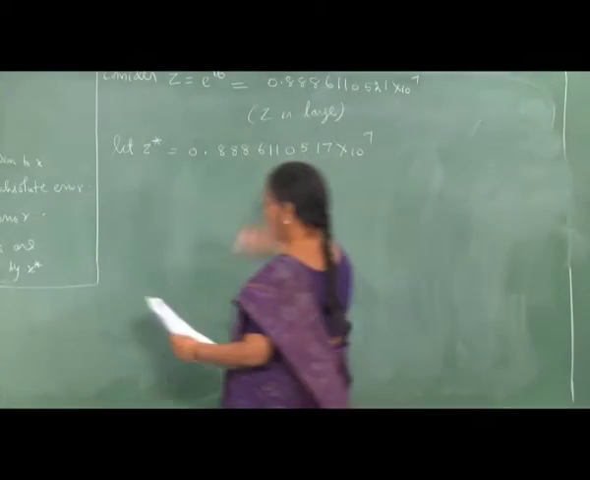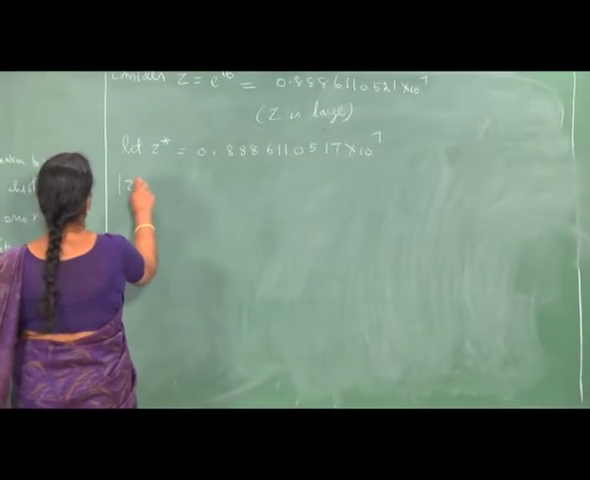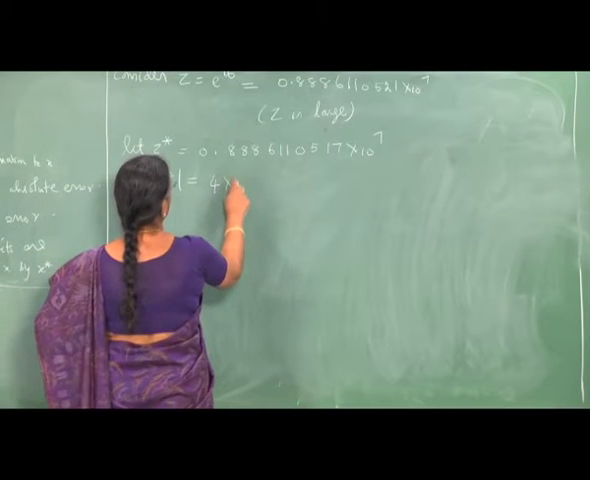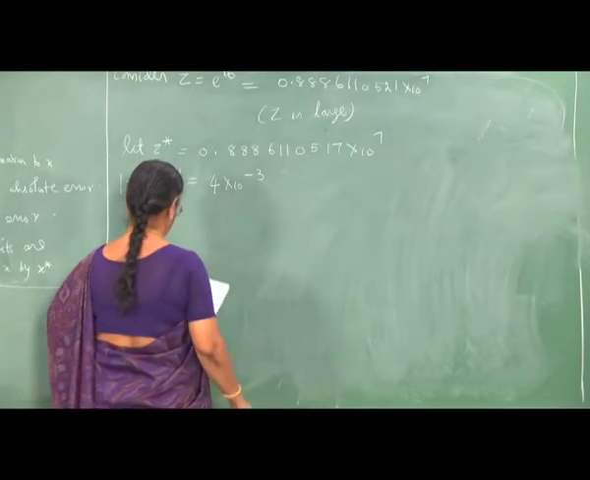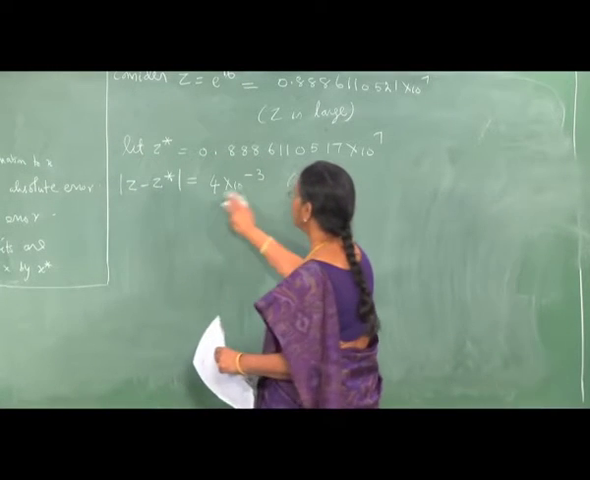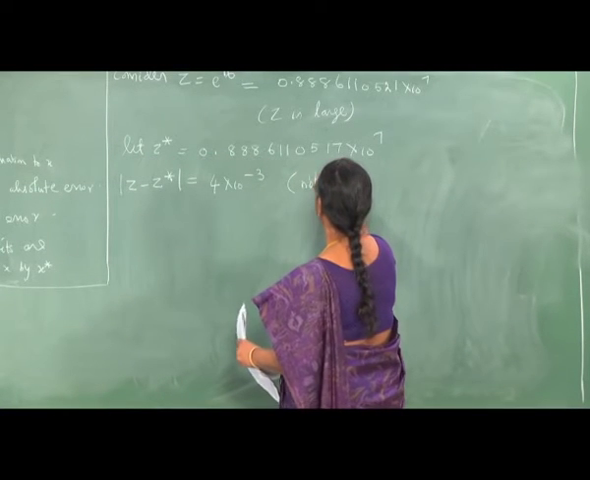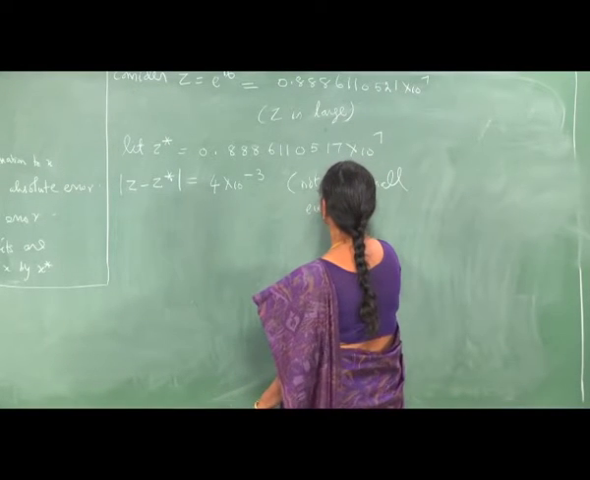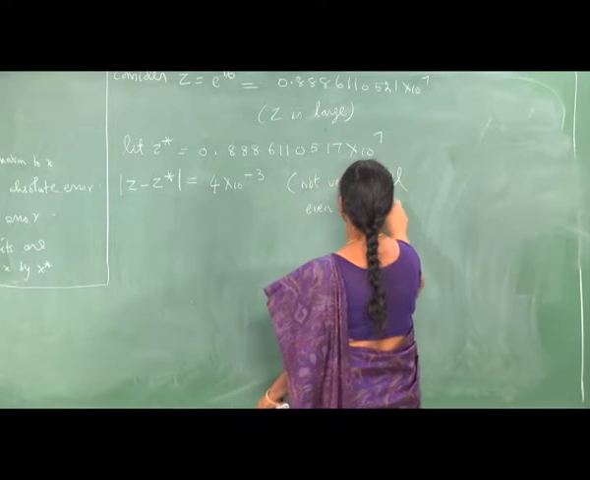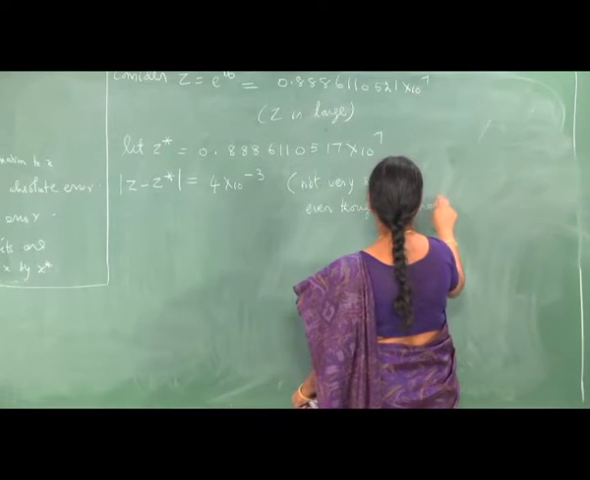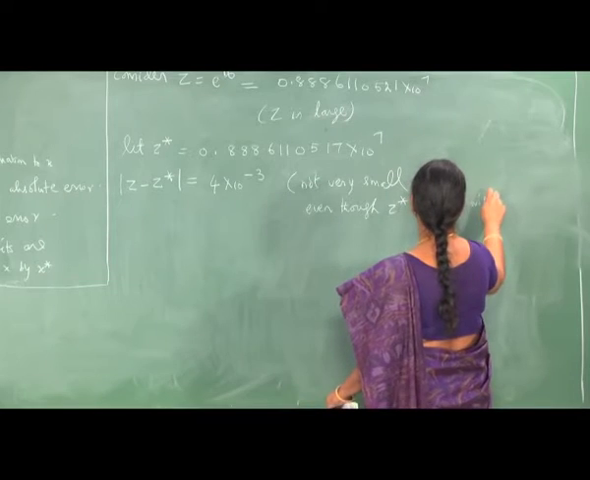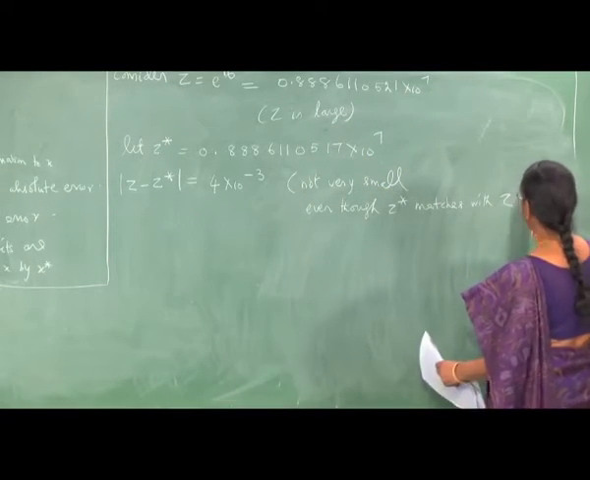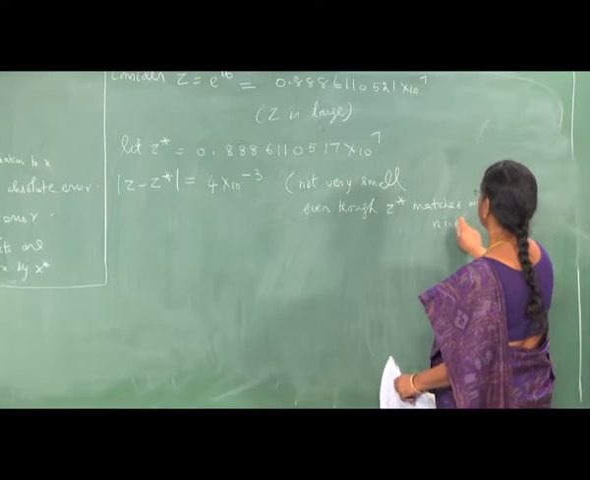So, when I look at this and compute z minus z star, it is 4 into 10 to the minus 3, but this is not very small, even though z star matches with z to 9 decimal places.